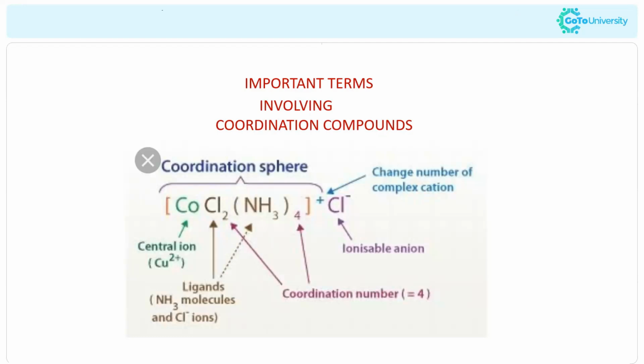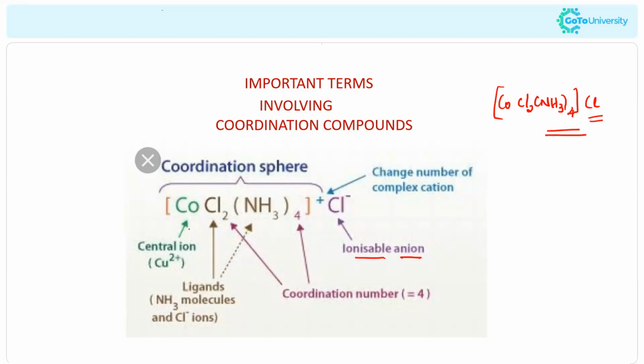Now we have to see what are the important terms involving coordination compounds. If you know a coordination complex, we have to know the different terms used to explain it. So here is an example, [Co(NH3)4Cl2]Cl, right? Here one chlorine is outside, so this chlorine can be ionized. During the ionization of this whole coordination complex, this chlorine that we write outside the square bracket is ionizable. So that is called an ionizable anion.